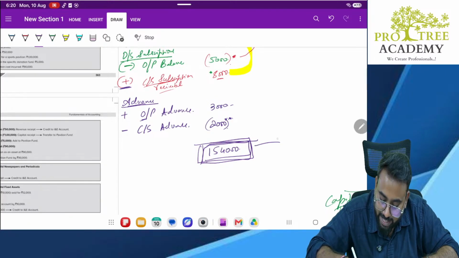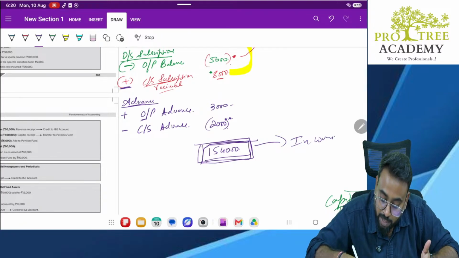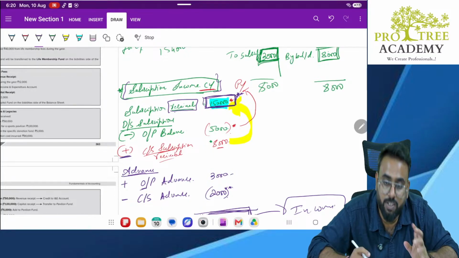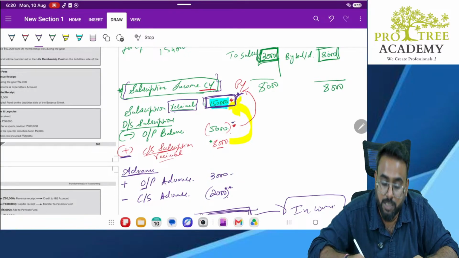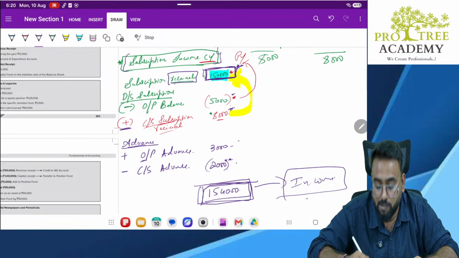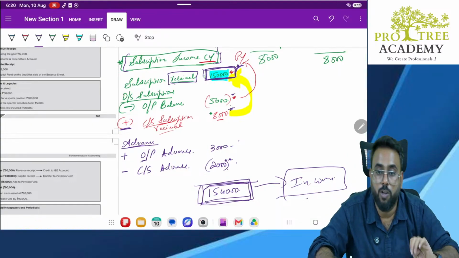If they had given the income directly, say 1,54,000, we could have taken it directly, but they don't give you income directly. They will tell you the amount received, and out of that the opening receivable is this much, closing receivable is this much, opening advance is this much, closing advance is this much. Now we have to do the reverse calculation and find out how much is income.